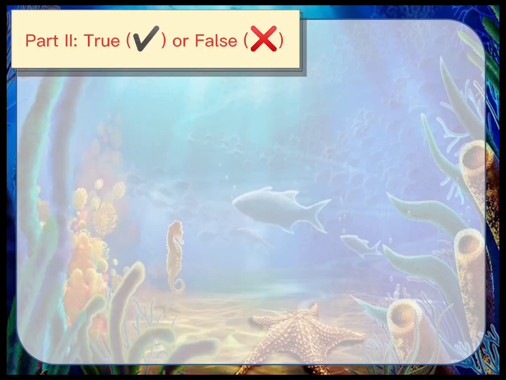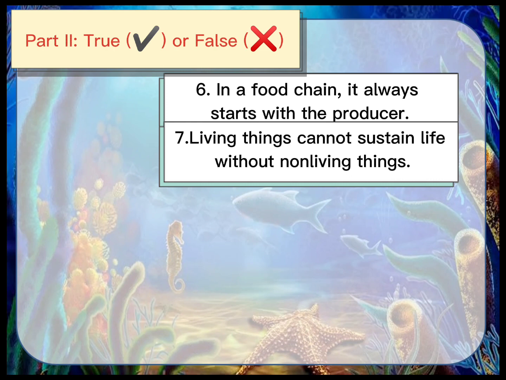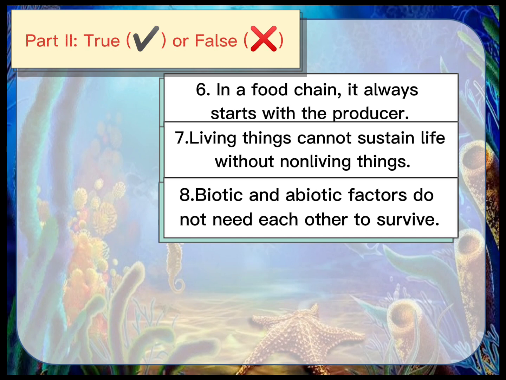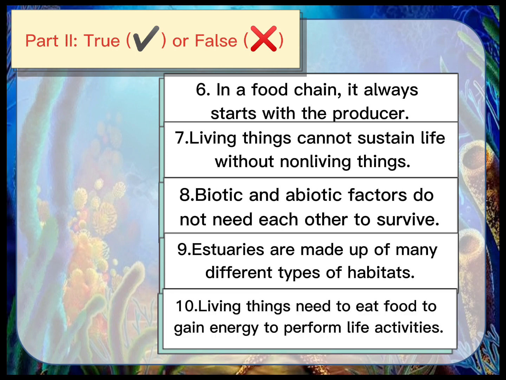For part 2 of our summative evaluation, write check if it is true and X if it is false. Number 6. In a food chain, it always starts with the producer. Number 7. Living things cannot sustain life without non-living things. Number 8. Biotic and abiotic factors do not need each other to survive. Number 9. Estuaries are made up of many different types of habitats. Number 10. Living things need to eat food to gain energy to perform life activities.